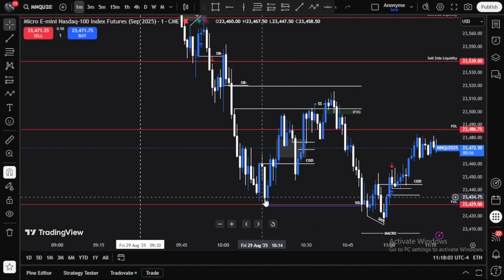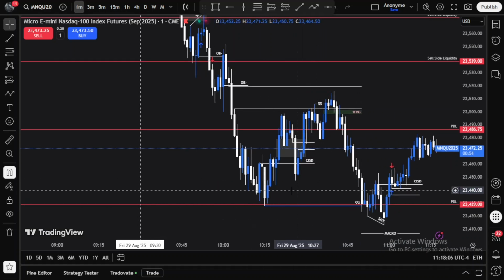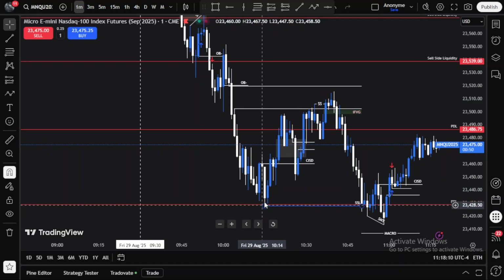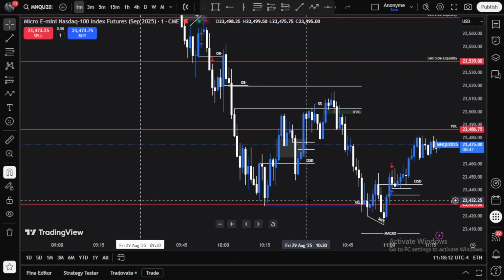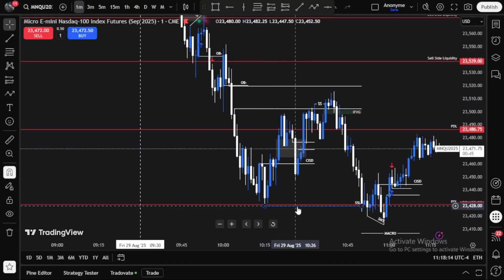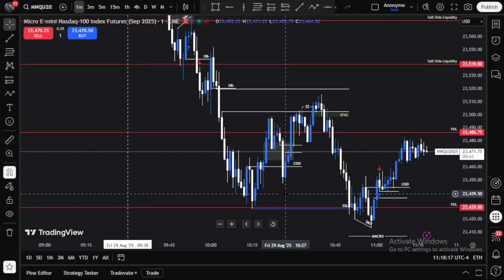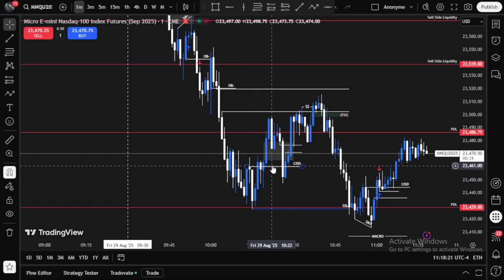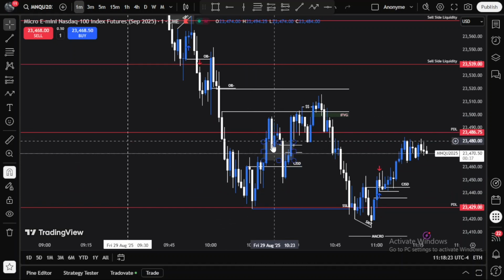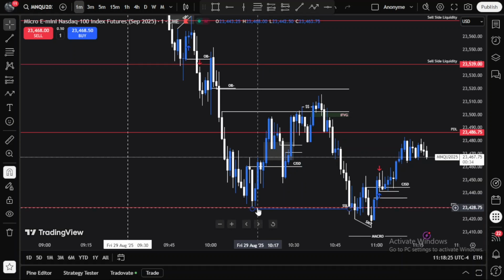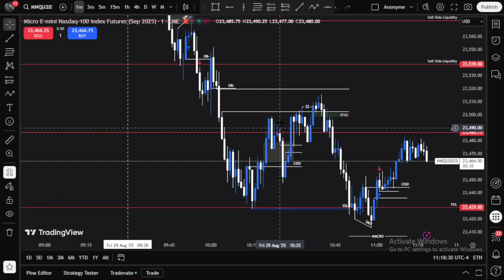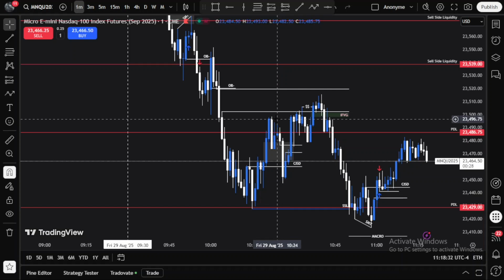So we took out the low. I wasn't really convinced by this wick. This is an equal low for me, not a liquidity sweep. We made CISD. I didn't take this trade because I wasn't convinced, and I was going to take the trade here if we had speed, like a break above this one.